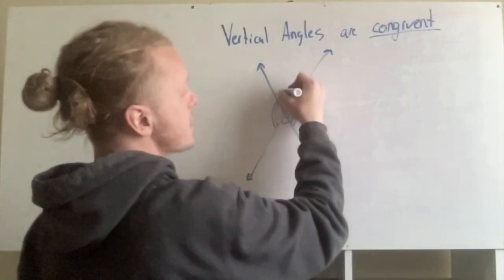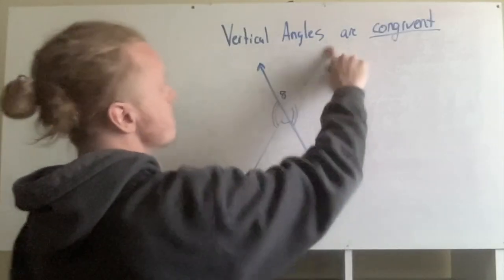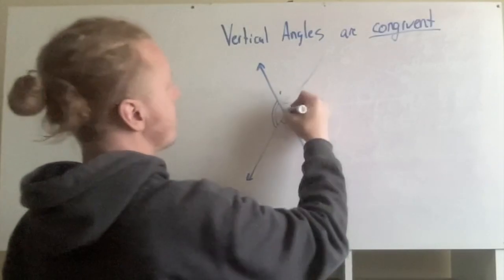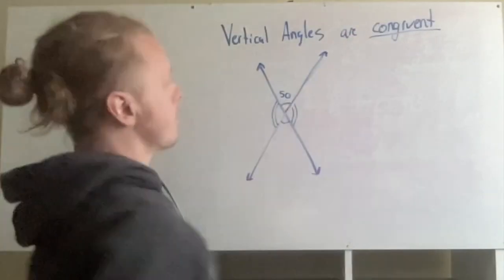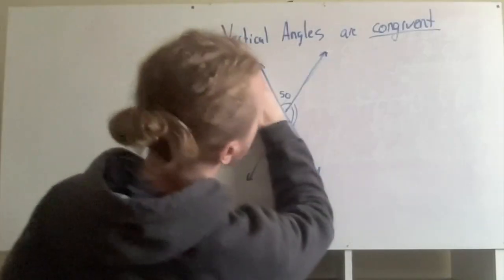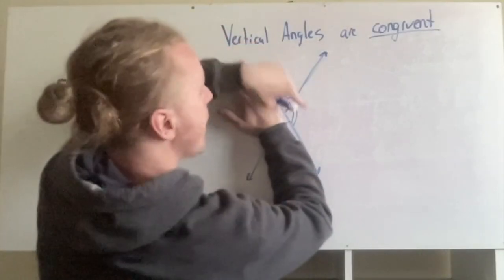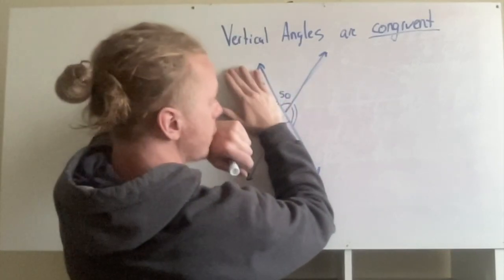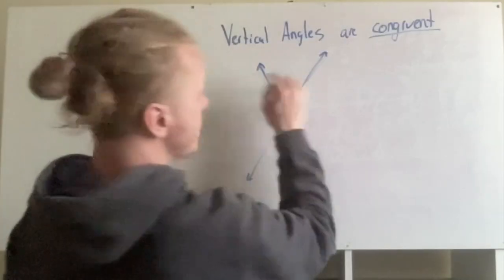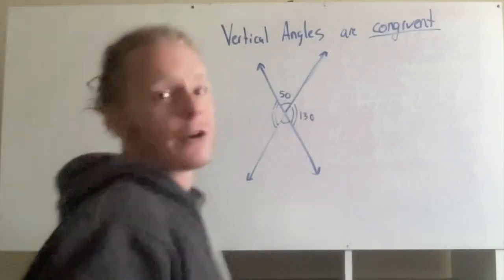Let's make the math easy for us. Let's call this 50. Okay, so notice that here we have a straight line, meaning this angle and this angle are supplementary to one another, meaning they add up to 180. So if this is 50, this needs to be 130, right?